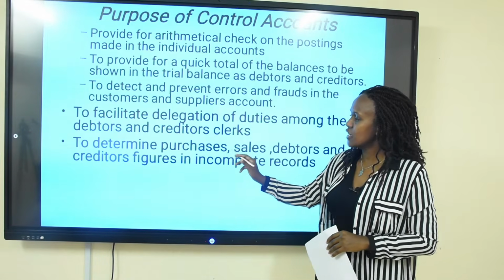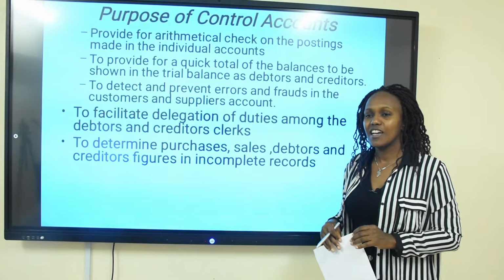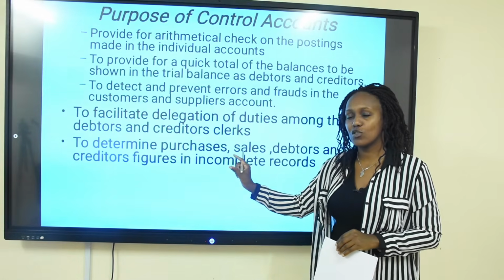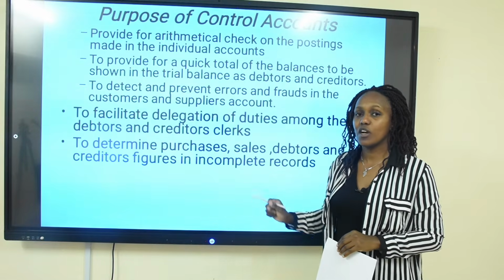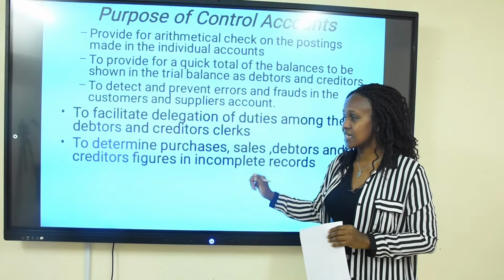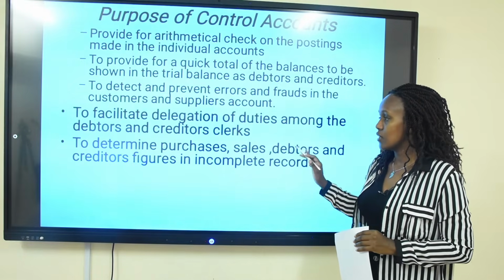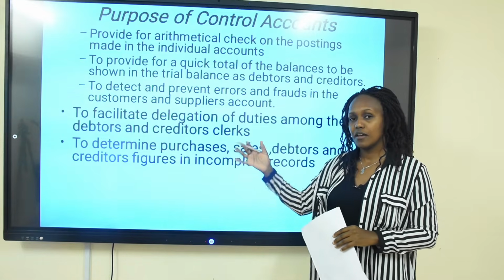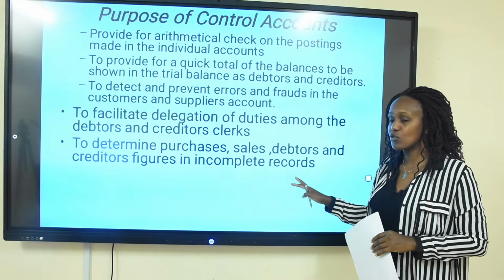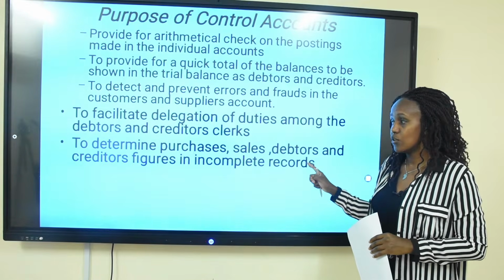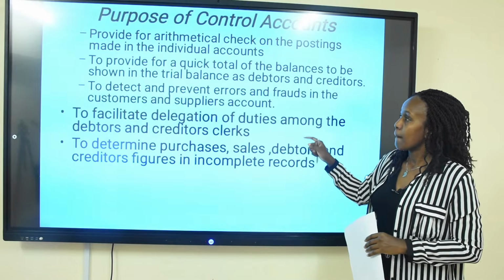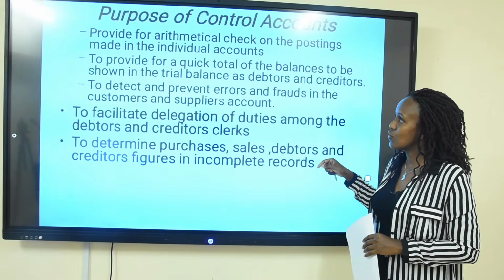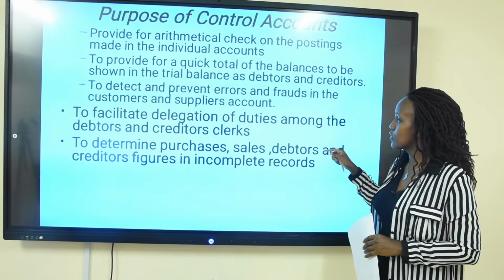Also, in some scenarios where you have incomplete records, you can use the debtors control account and the creditors control account to determine the purchases or the sales, or the debtors or creditors figure. We are going to look at this. It is not part of the scope today, but you will look at how control accounts can be used to determine missing figures. So this is just a quick check on what control accounts are and their purpose.